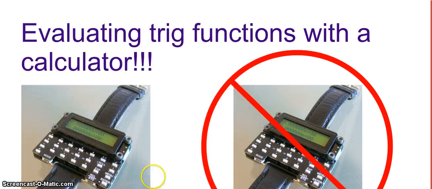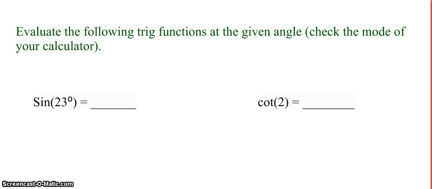Okay. When we're evaluating a trig function on our calculator, one of the biggest things we have to pay attention to is what mode the calculator is in. The calculator could be in either degrees or radians. This is really one of two times where you're going to care about this. A lot of other times, if you're just converting an angle from degrees to radians to degrees, it doesn't matter what mode you're in.